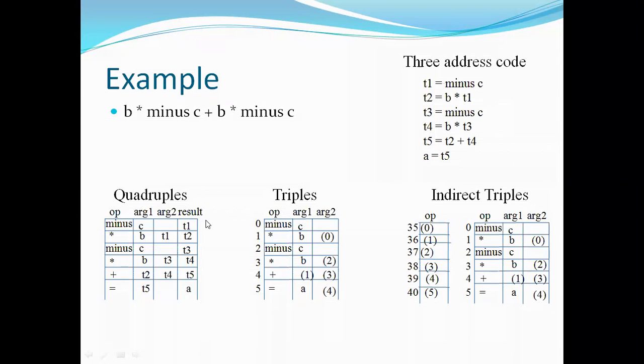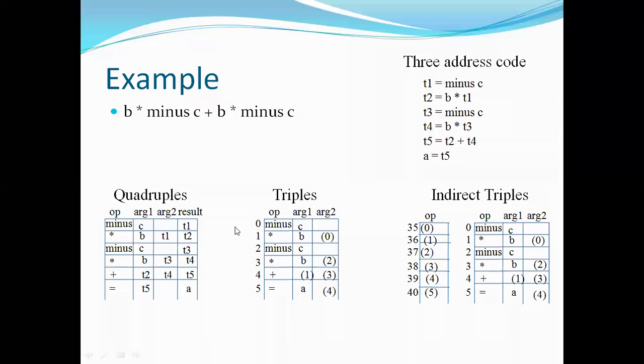0 for T1, make a note. 0 for T1, 1 for T2, 2 for T3. Wherever you get a T1, you write a reference number 0. Wherever you get a T2, you write a reference number 1. Wherever you get a T3, you write a reference number 2. Wherever you get a T4, you write a reference number 3. Is it clear now?